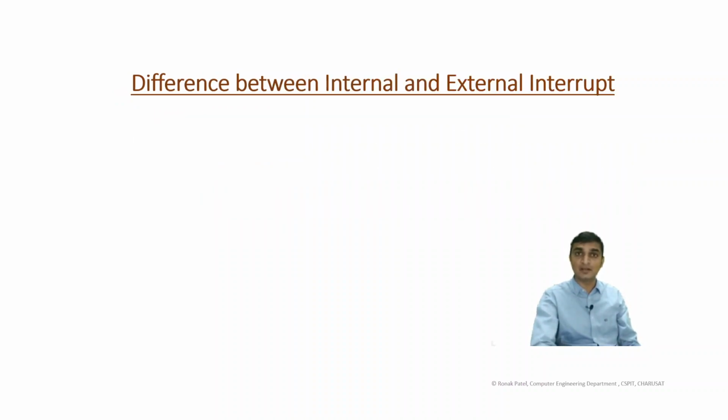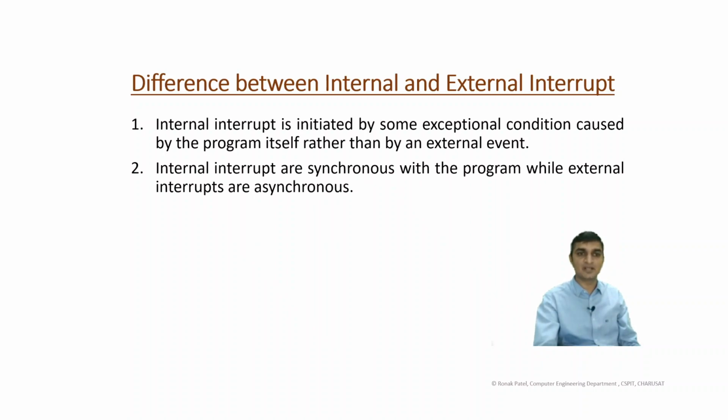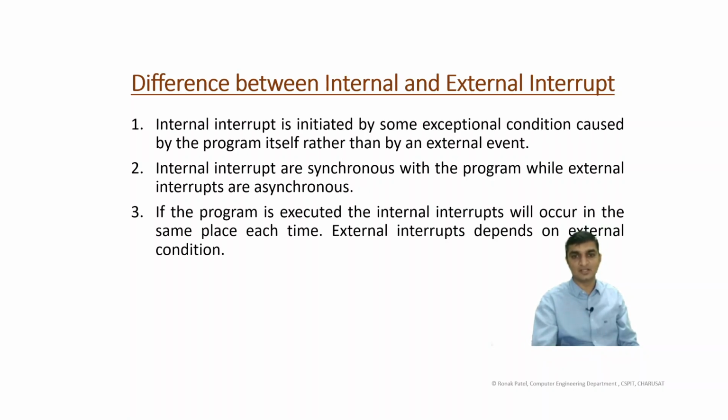Let's see the difference between internal and external interrupts. The internal interrupt is initiated by some exceptional condition that is caused by the program itself rather than by some external event. As I said, you have written some wrong instruction or are accessing some wrong data, and at that time an internal interrupt will generate. Internal interrupts are synchronous with the program, while external interrupts are asynchronous, meaning they may or may not generate. If you have an error in your program and rerun it, the internal interrupt will occur at the same place each time, because you have used the wrong instruction, and that will be reported by your internal interrupt.